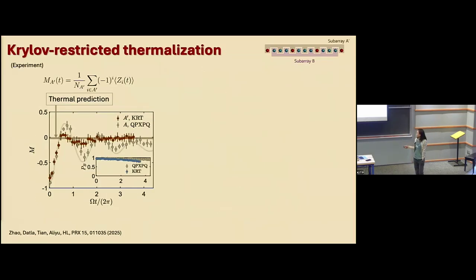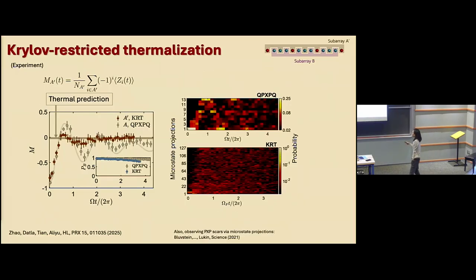And now we can look at what the experiment tells us. Previously in the QPXPQ model, where we actually saw this scarring behavior going on in one of the subarrays, now you actually see a rapid thermalization, a rapid decay of this staggered magnetization towards the thermal prediction value. Of course, we don't only measure just the overall magnetization, we have single-site resolution, so you can also look at the microstate projections of these experimentally measured bit strings.